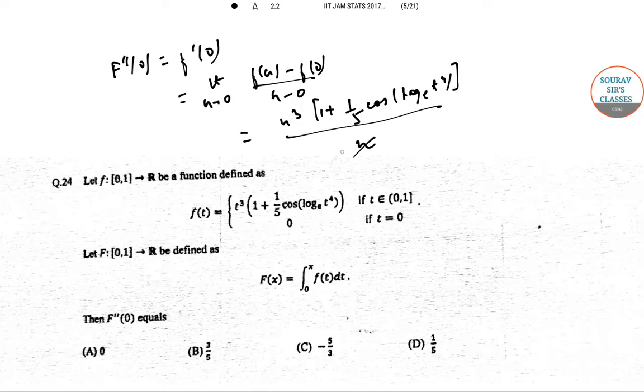So this h cancels out and here we get h squared. Now h squared is equal to 0 for limit h tending to 0. So F double dash 0 equals 0. That is option A.